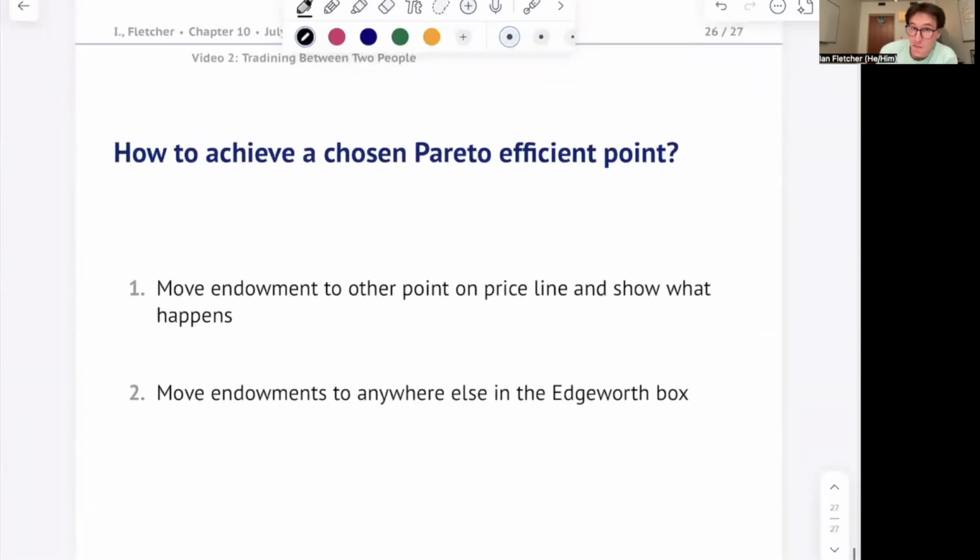And so how else can we achieve a chosen Pareto efficient point? There, we can move endowments to other points on the price line and show what happens. And we can also move endowments to anywhere else in the Edgeworth box, and we should be able to find a Pareto efficient point. But yeah, so that is going to be general equilibrium and economic welfare, at least for the purposes of this class.